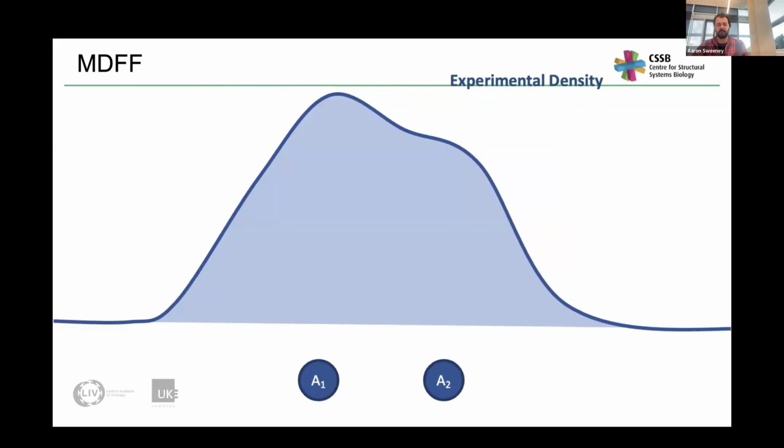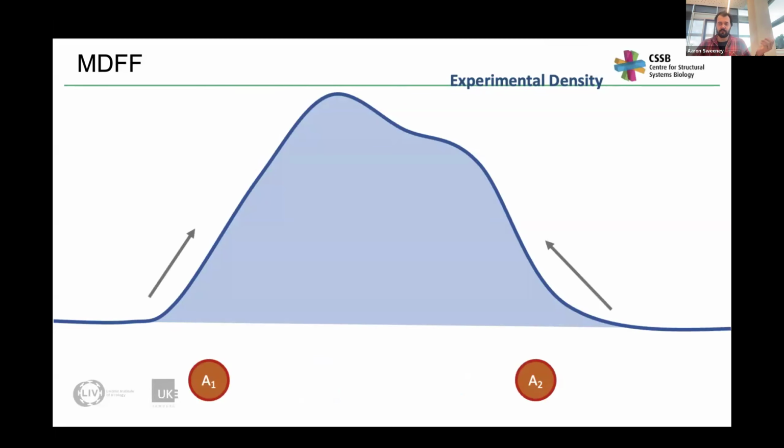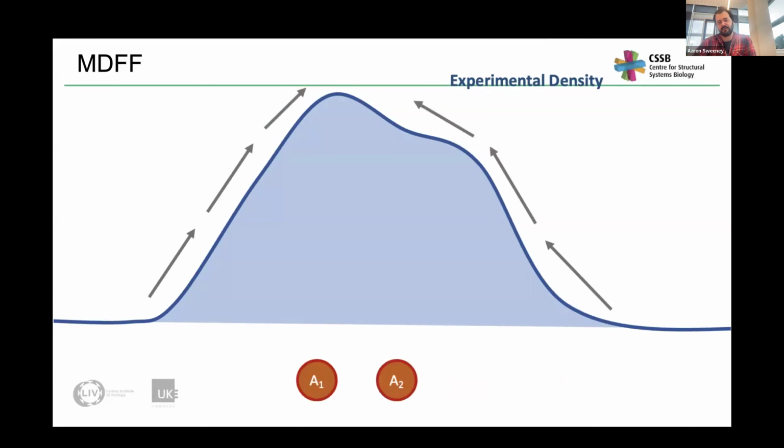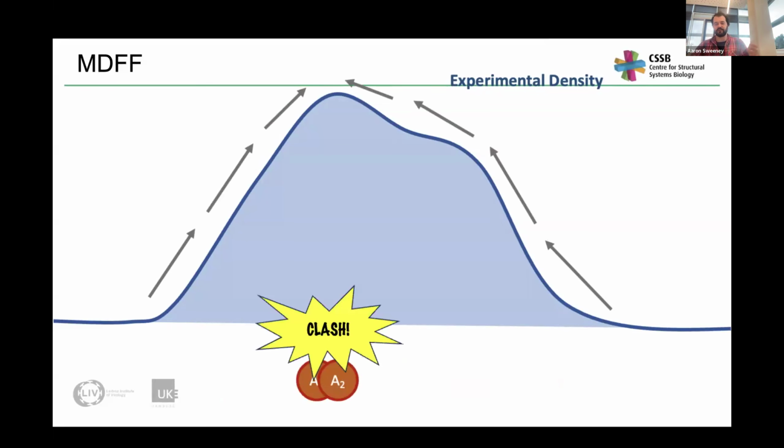So the idea with MDFF is if you've got some experimental density, which is the result of, let's say, two atoms in this really simple case, and we have an initial model, and we want to adjust the position of the atoms in this initial model to match the experimental data. In MDFF, we push the atoms towards regions of high intensity. So you can imagine the force pushing these atoms. And in this case, we're actually going to be pushing both of the atoms to this peak. And of course, you're going to get a clash then.